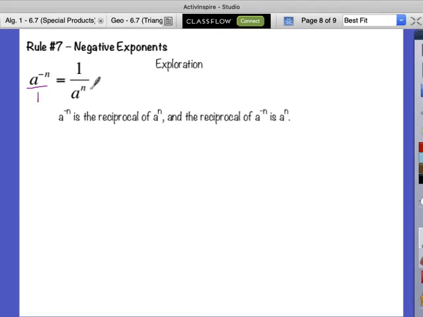Let's look at some exploration again. A squared over a to the 5th. Well, we know a squared over a to the 5th is going to be a times a on the top, 2 of them. On the bottom, we have 5 of those a's being multiplied together here.